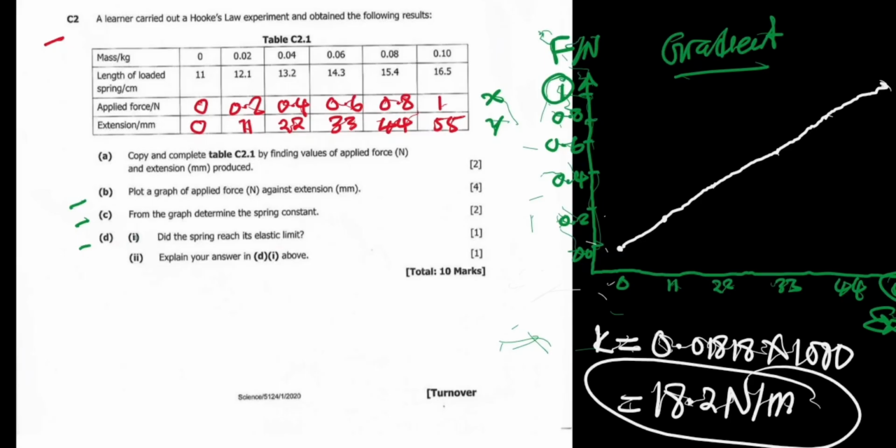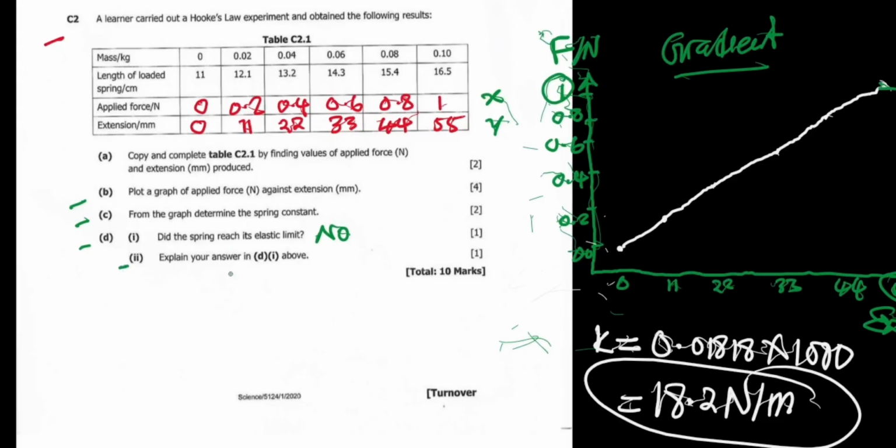Now the question for D1 is, did the spring reach its elastic limit? And the answer is no, because if there was the elastic limit, the graph would have gone this way, showing that the proportionality has ended. But we haven't seen anything like that, which shows that there was no limit of proportionality or elastic limit observed.